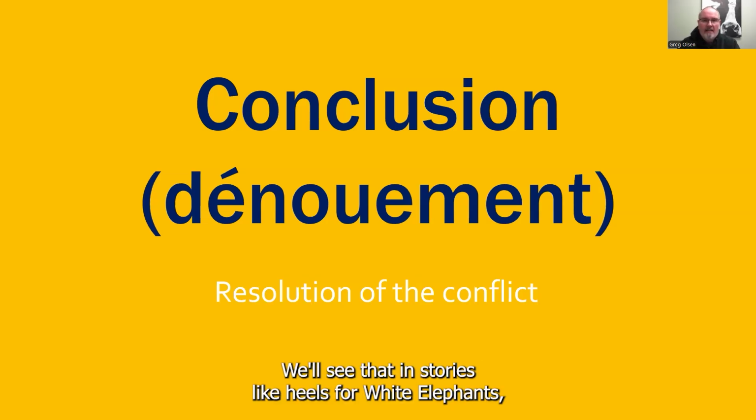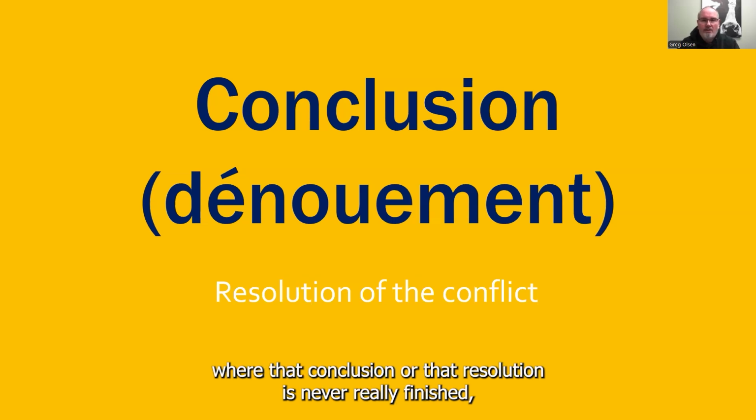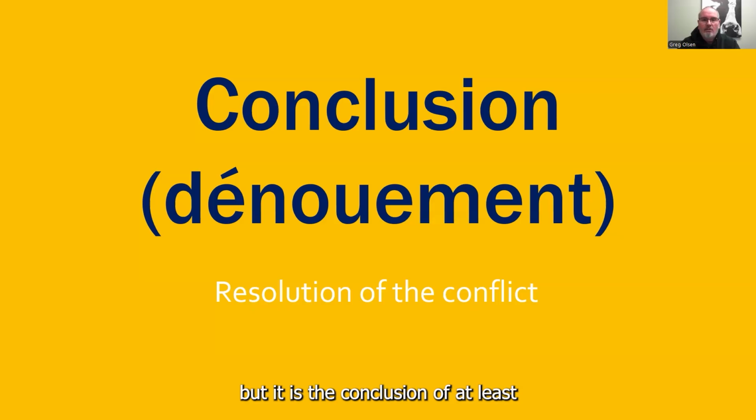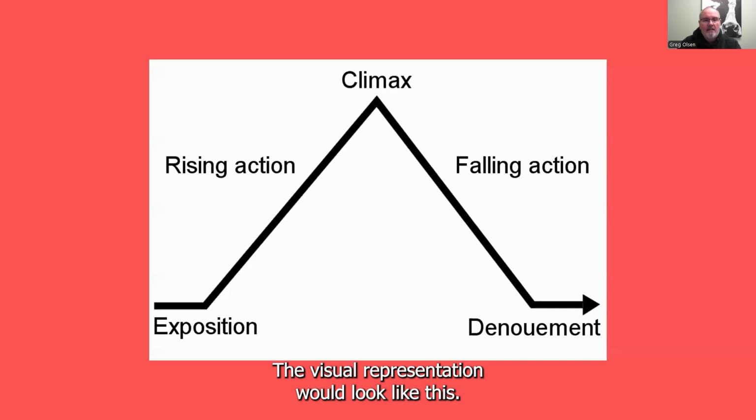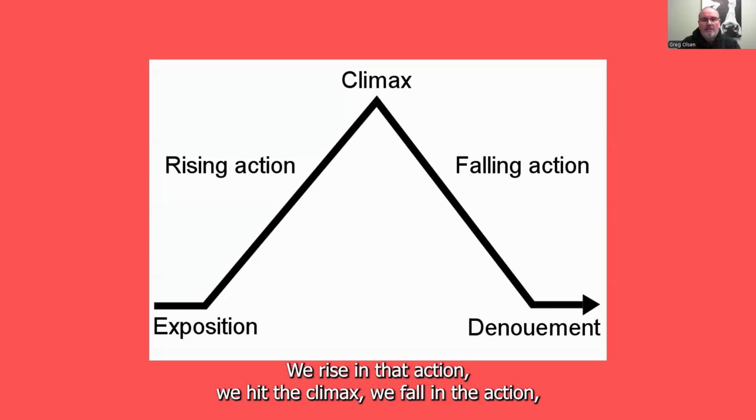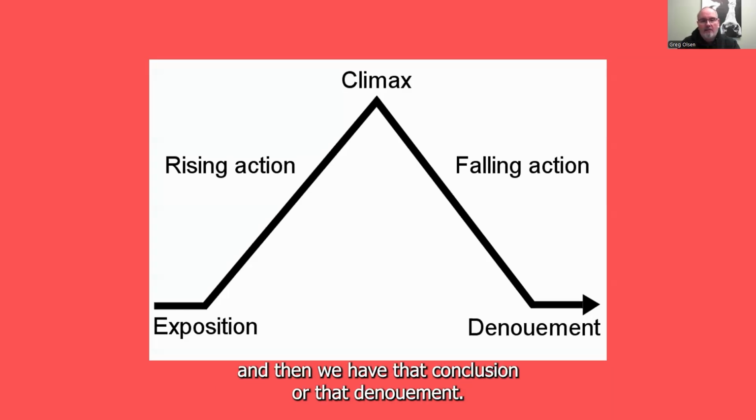We'll see that in stories like Hills Like White Elephants, where that conclusion or that resolution is never really finished. But it is the conclusion of at least that moment of time in which the story takes place. The visual representation would look like this. So we start with our exposition, we rise in the action, we hit the climax, we fall in the action, and then we have the conclusion or that denouement.